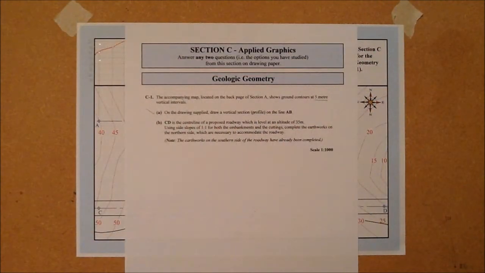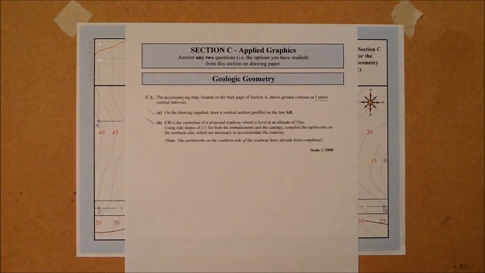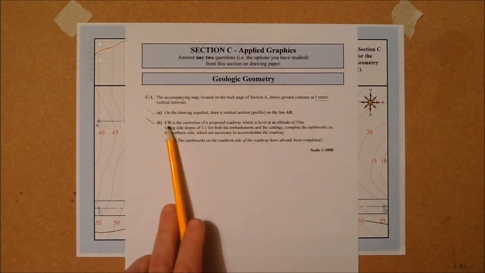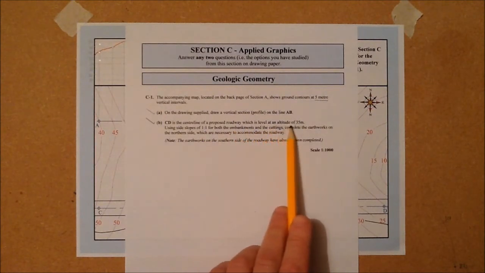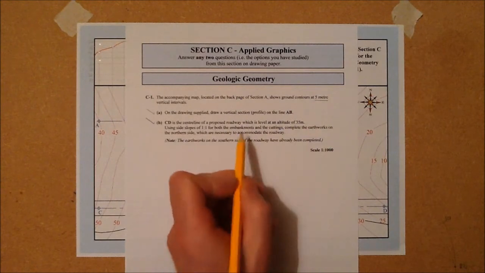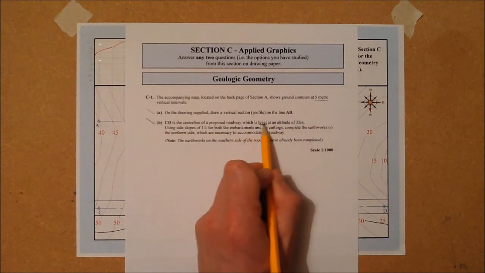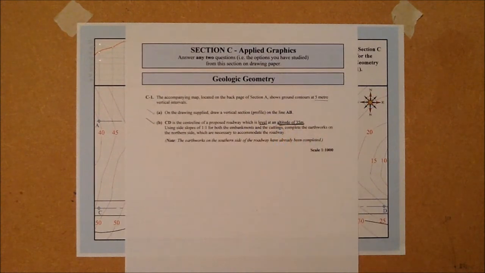Now that we have completed part A of that geological geometry question, we'll move on to part B of the question. Okay, so part B. CD is the centre line of a proposed roadway which is level at an altitude of 35 metres. Okay, so the key points to mark there is that the roadway is level and the altitude of the roadway is 35 metres.